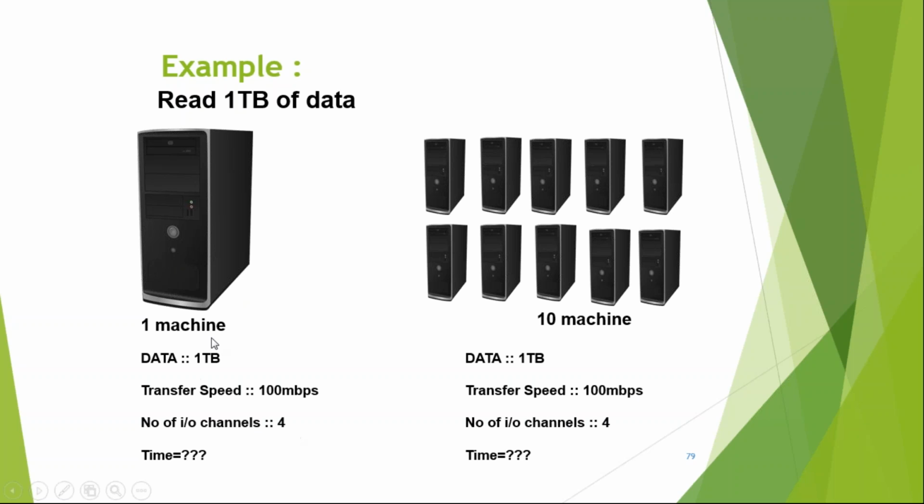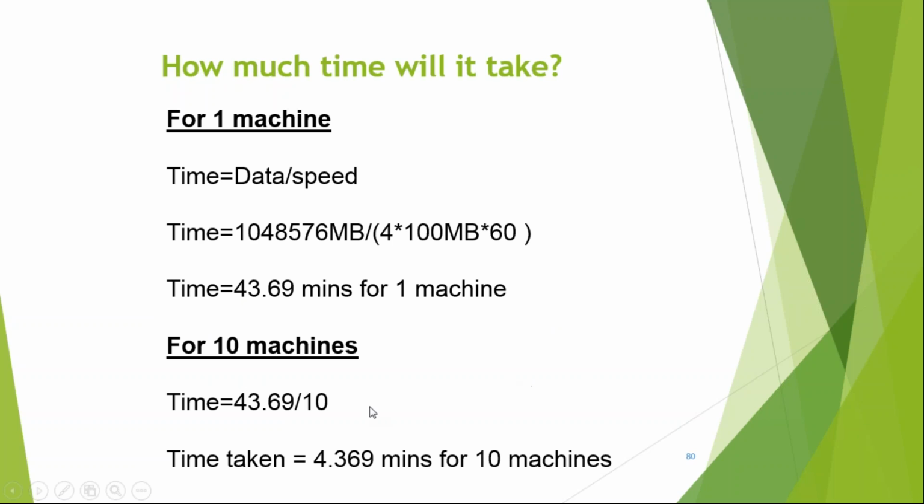IO channel, like 4 cores. Here you have 4 cores, and here each machine has 4 cores. Right? So when you process the data in one machine, to find the time, data divided by speed, your data is in MB because the speed is in MB. So I'm converting MBs into seconds, and I mean to convert into hours, sorry. So we're converting into hours, then we're finding this. And this is how much time it's taking to process the data.